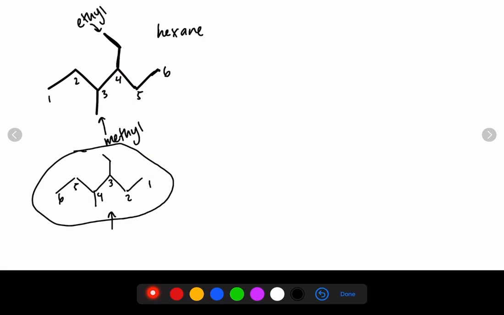Since we have an ethyl on the 3rd carbon, a methyl on the 4th carbon, and we know that this is a hexane molecule, we will name this 3-ethyl-4-methylhexane. There is no need for any of the di, tri, or tetra prefixes because there are not multiple of the same branch in this molecule.